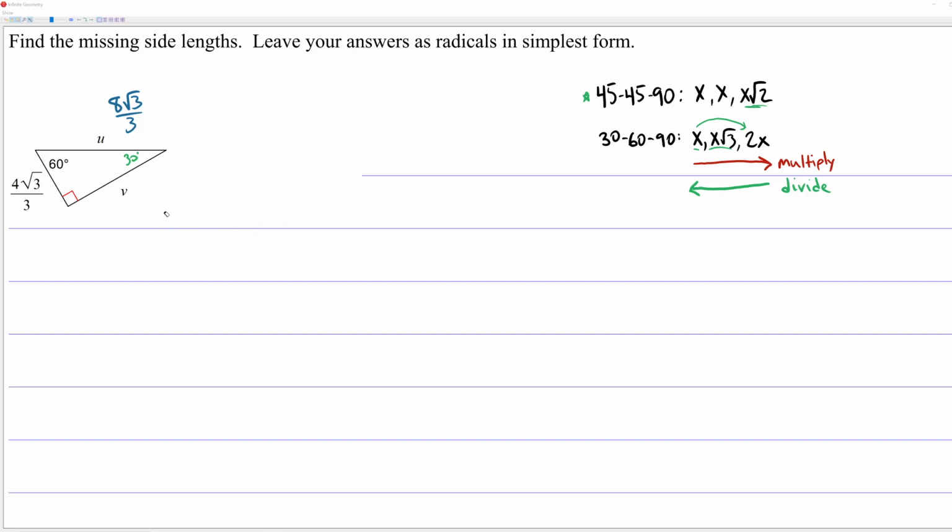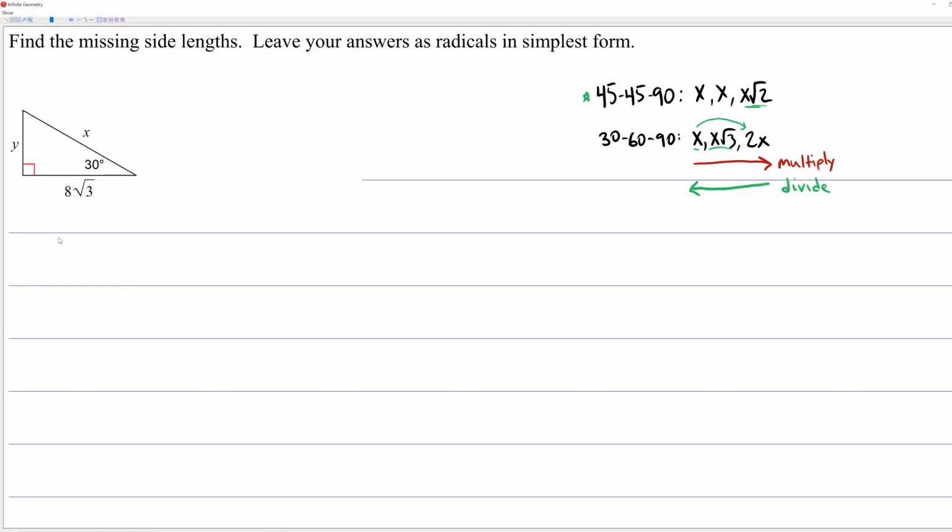So let's see what happens if we're not starting with the smallest side. So in this example, we're starting with the side across from the 60-degree angle. So we're starting here with the middle side. Since everything is based off the letter x, what you always want to do, if you don't already have it, is find the smallest side first. So I'm not going to worry about the hypotenuse. We're going to find y.